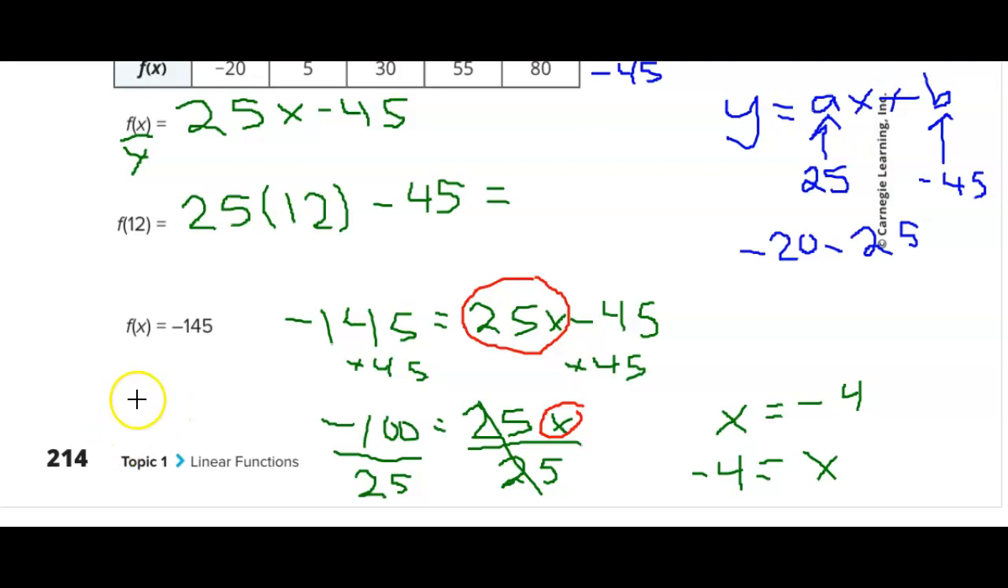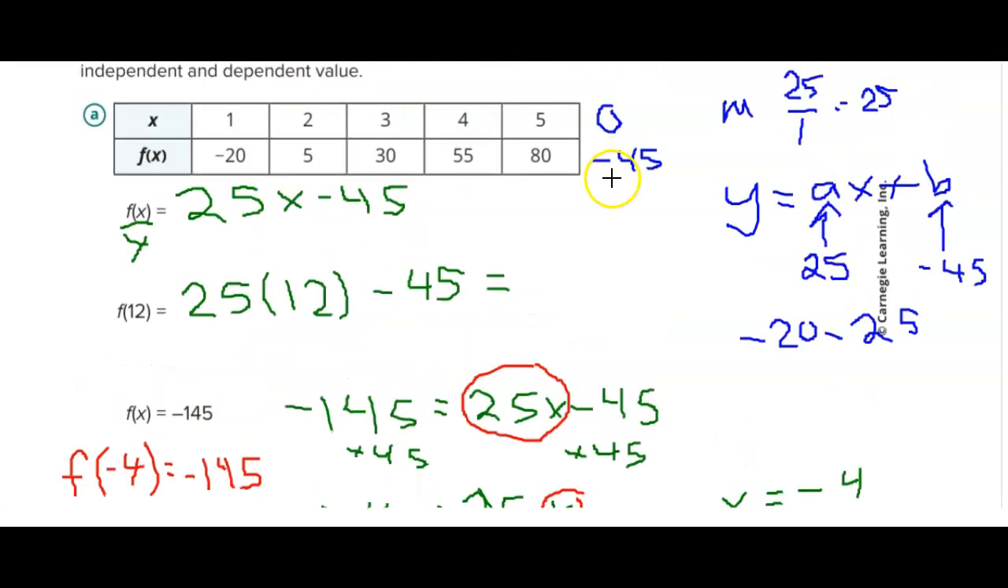Another way to write this would be f of negative 4 equals negative 145. And you have also discovered that when x equals negative 4, y equals negative 145. So you have continued filling out values in this table.